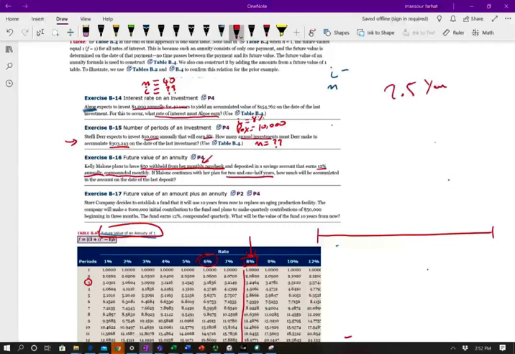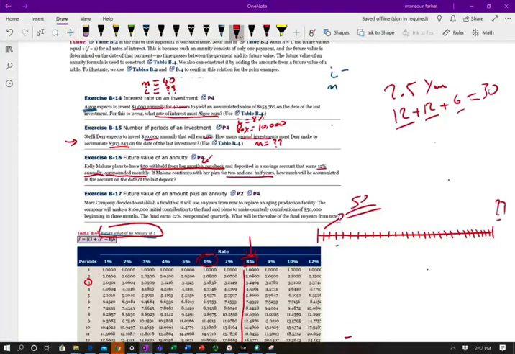So how many months do we have in a year? 12 months. So 12 plus 12 plus 6, because it's 2.5 years. That's 24, that's 30. So simply put, she is going to make 30 payments. So this is 1, 2, 3, 4, 5, 6, 7, 8, 10, 11, 12, 13, 14, 15, 16, 17, 18, 19, 20, 21, 22, 23, 24, 25, 26, 27, 28, 29, 30. So she's going to be making 30 payments of $50 each.